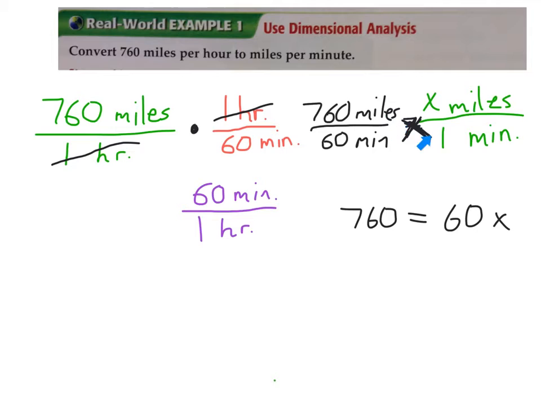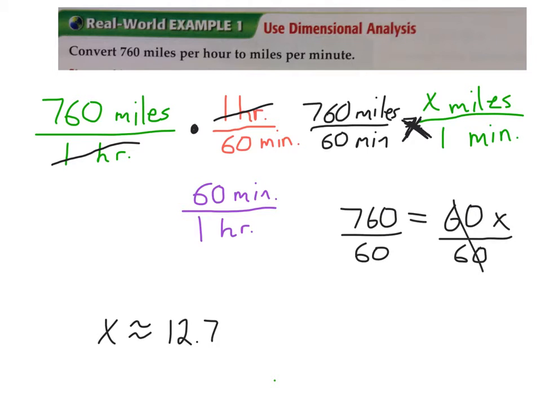So when I multiplied these two, I got 760, and when I multiplied these, I got 60 times x. And when I divided both sides by 60, I got x equals about, I had to round it, 12.7. And now I have to remember my label, which was miles per minute. So x is 12.7 miles per minute.